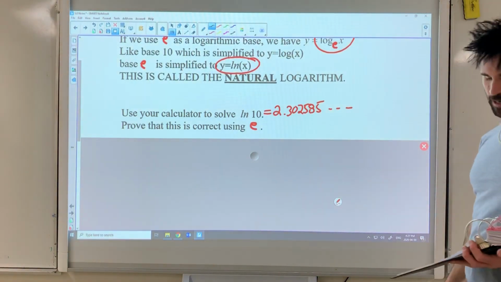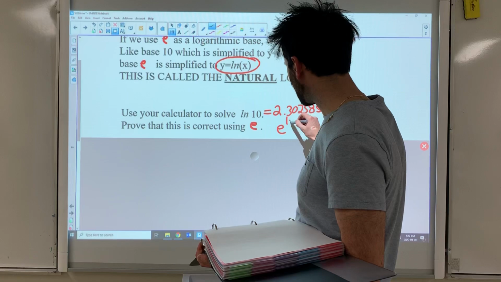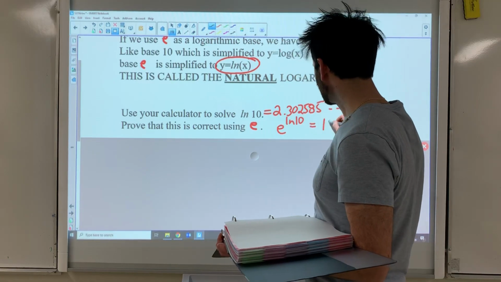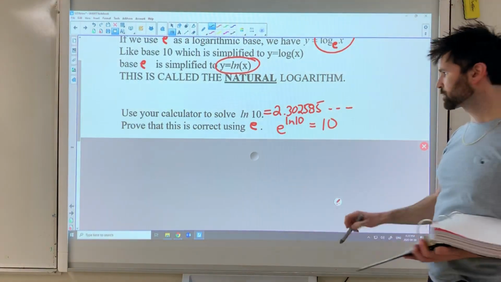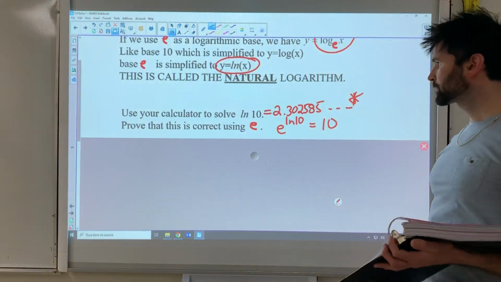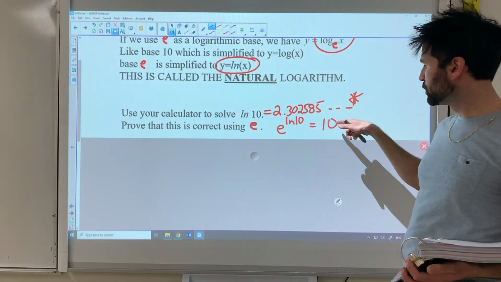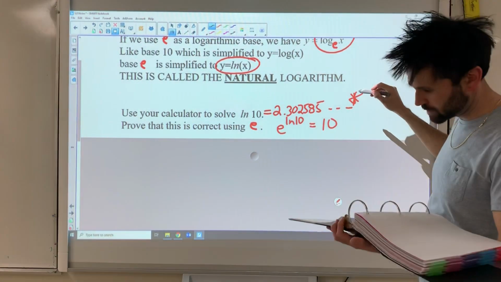Okay, prove it's correct using e. Well, if you go on your calculator and you write e to the power of ln 10, you will get 10. Now this is an important property to remember here because these are inverses of each other. So if you go e to the power of its inverse, you will just get the argument. Okay, so maybe write that down.